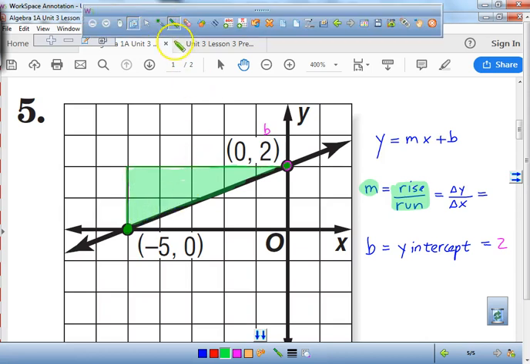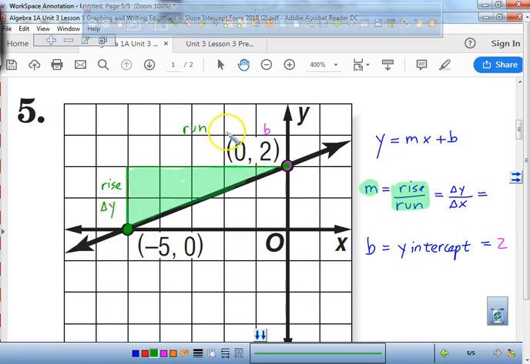There you go. I would like you guys to label this as your rise, and this as your run. This is my change in Y. This is my change in X. How much do I go up, everybody? How high do I go up? 2 units. Okay? That's my rise. How much do I run over? 1, 2, 3, 4, 5. I run over 5 units.